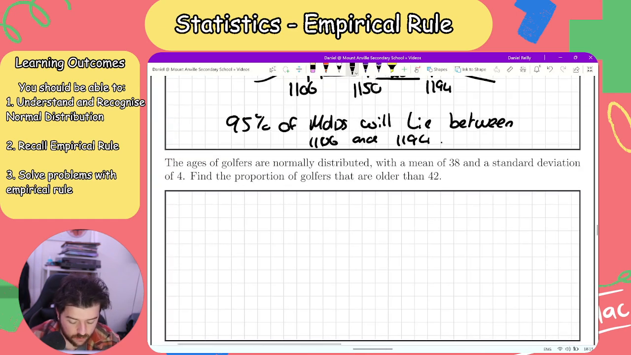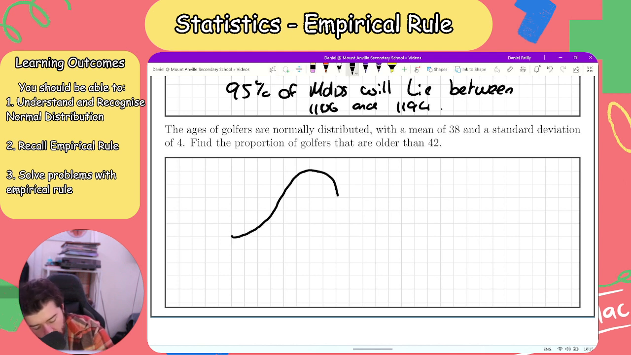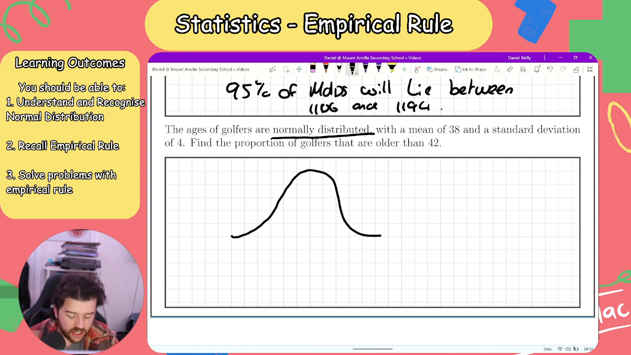Right? And finally, the last question here. The ages of golfers are normally distributed with a mean age of 38 and a standard deviation of 4. Find the proportion of golfers who are older than 42. So, again, always draw a sketch. So remember, I see the words normally distributed, right? And a standard deviation. So I'm probably going to use my empirical rule.